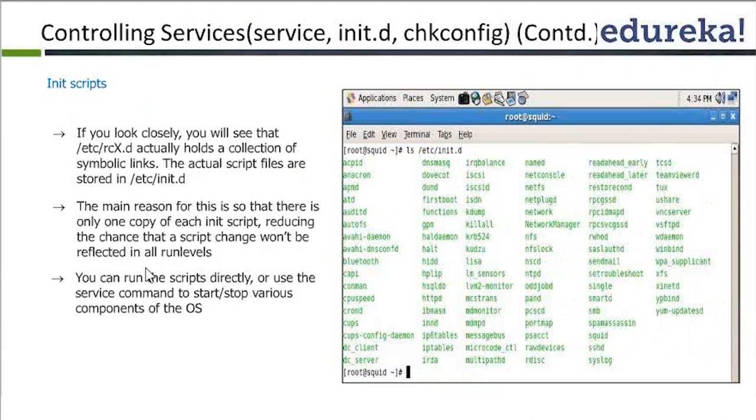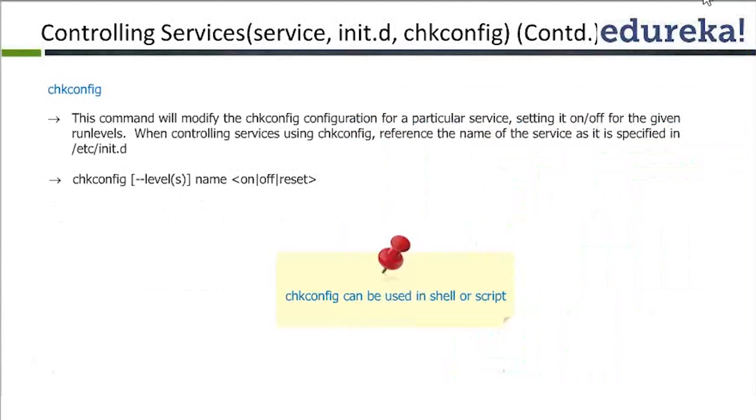So in case someone has broken the link, that's why you need to be careful as an administrator. There is a possibility of such things happening in the system. That's why the linked files are being created. You can run the scripts directly or use the service command to start and stop the various services.